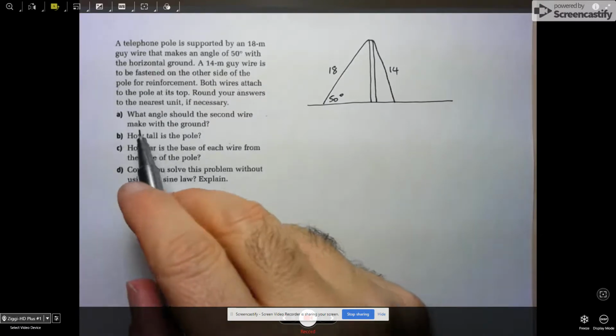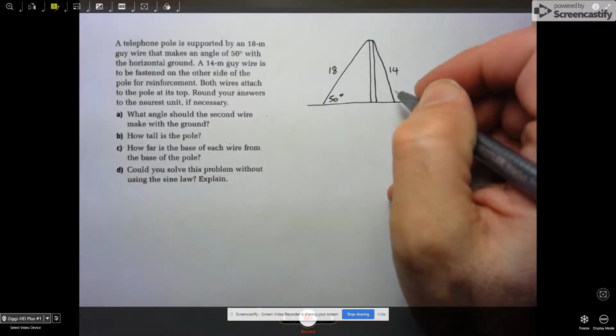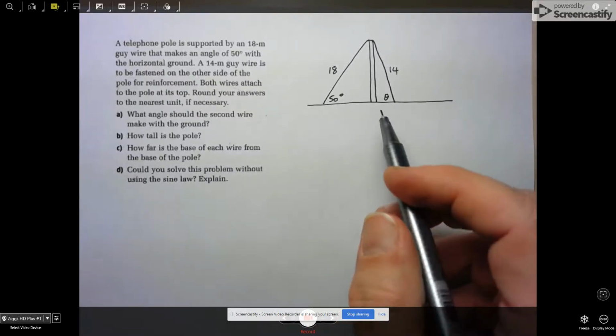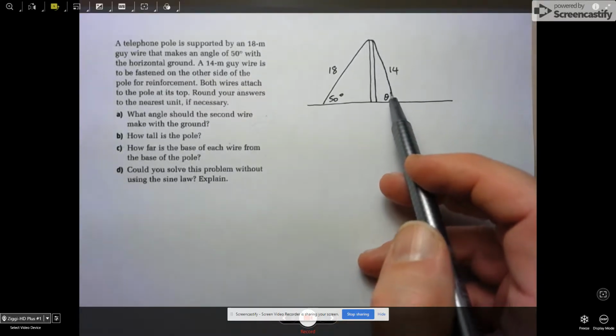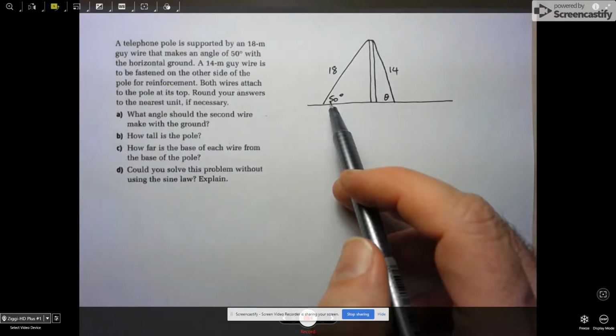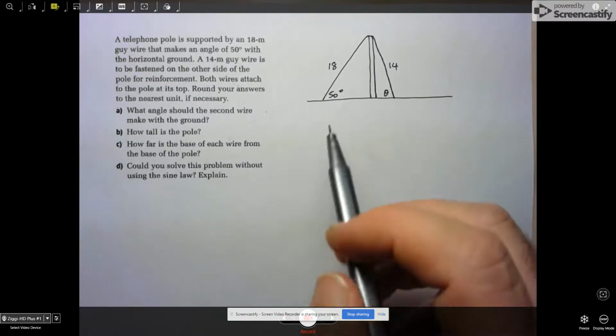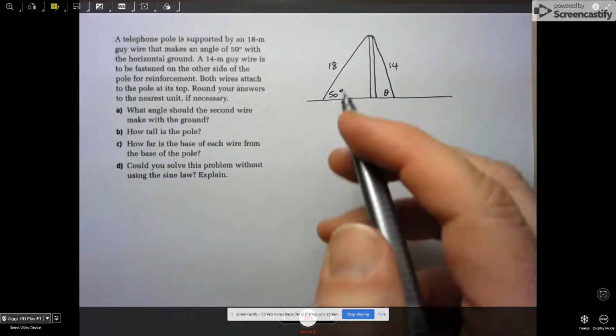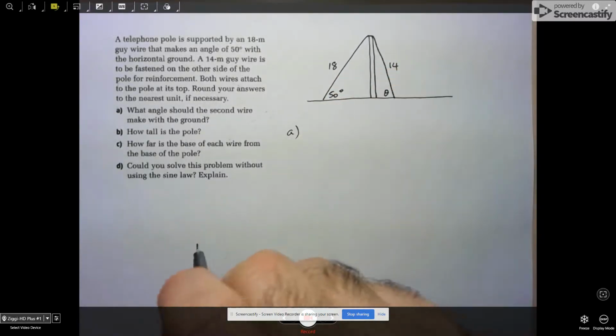And what they want to know is what angle the second wire makes with the ground. So I'll call this theta here. So right off the bat, seeing that the second wire is shorter, it makes sense that this angle should be larger than 50 degrees. So if I get an answer that's not larger than 50 degrees, that probably indicates that I've made a mistake. All right. So let's see how we can solve this here.